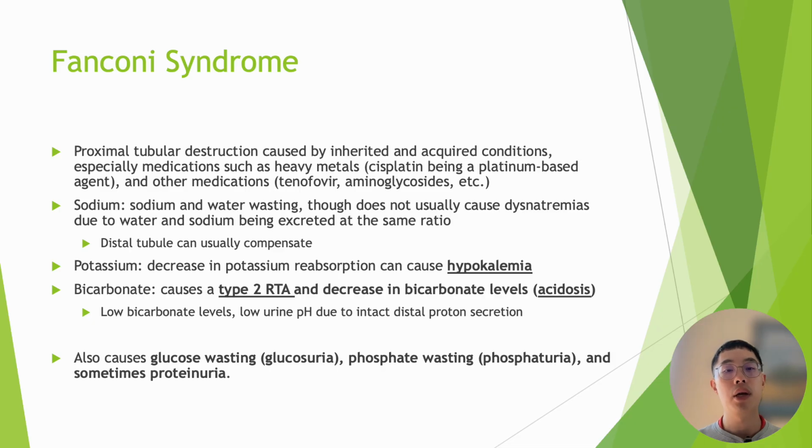With regards to bicarbonate, Fanconi syndrome causes a type 2 RTA, which results in low bicarbonate levels in the blood, but since distal proton secretion remains intact, the pH of the urine remains low due to the distal proton secretion processes remaining intact. Additionally, proximal tubular abnormalities cause glucose wasting or glucosuria, phosphate wasting or phosphaturia, and sometimes proteinuria, which are all hallmarks of Fanconi syndrome.